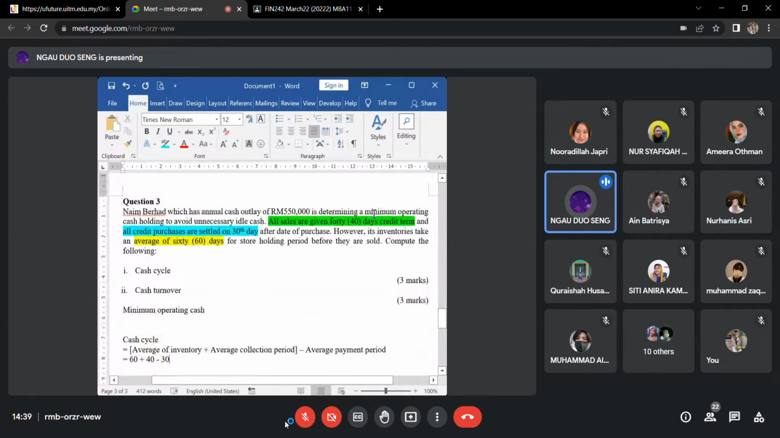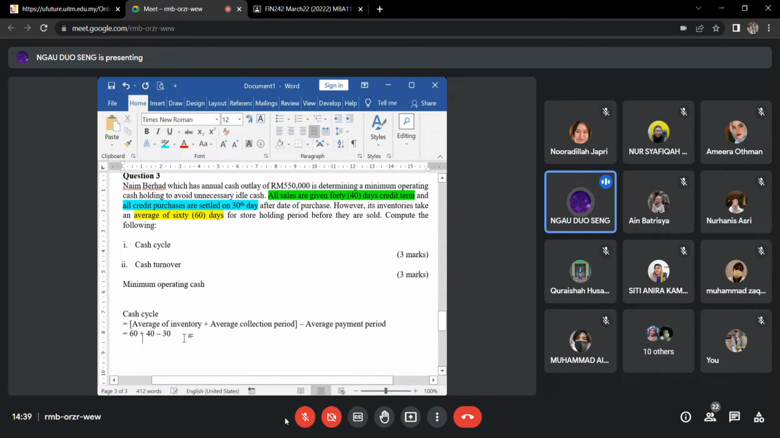So in here dia bagi sales in credit term. So yang ini adalah untuk account receivable atau collection period. Alright, so yang ini which is equal to 70.